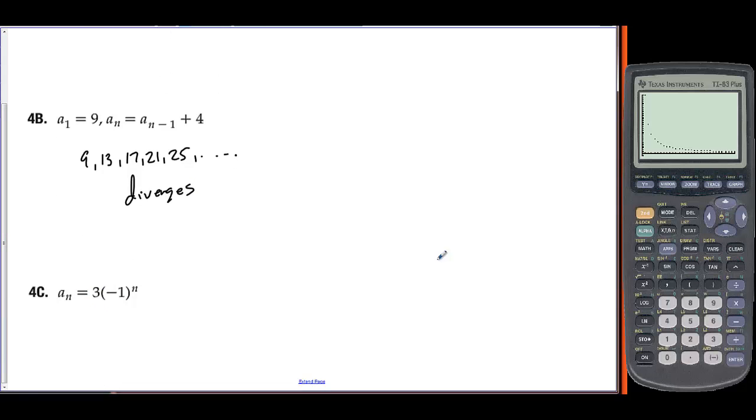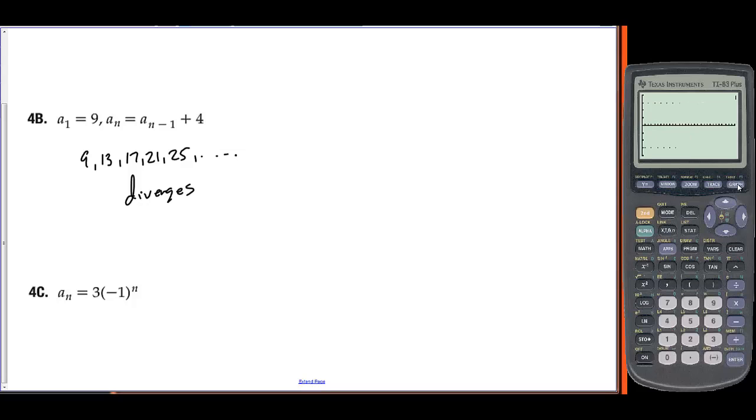A sub n equals 3 times negative 1 to the n. This is an explicit formula, so we can put this into the calculator. We have 3 times negative 1 raised to the n. Let's go to our window, and let's make the y maximum 3, and we'll make the y minimum negative 3. Actually, let's make it one more. How about we go 4, and let's go with negative 4.